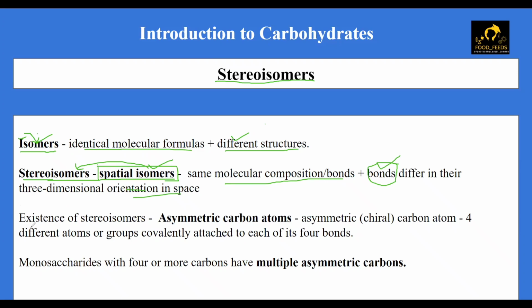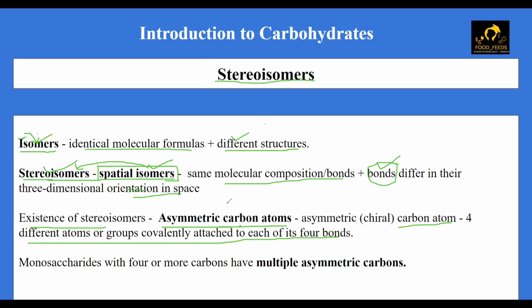And also, this existence of stereoisomers is due to the presence of asymmetric carbon atoms. So now, what are asymmetric carbon atoms? They are carbon atoms which have 4 different atoms or groups covalently attached with 4 bonds. You might be knowing this from the basics, right?